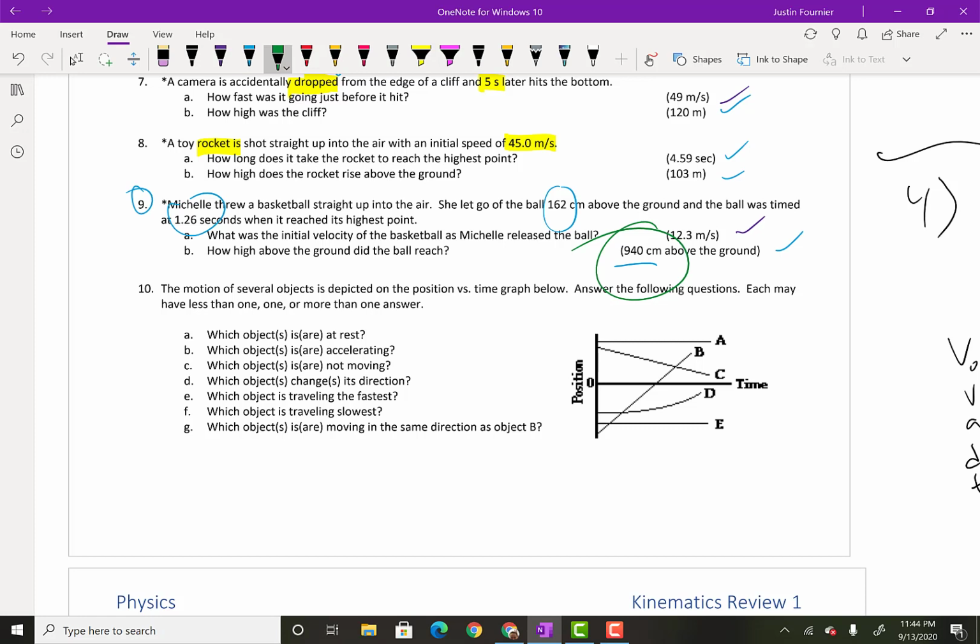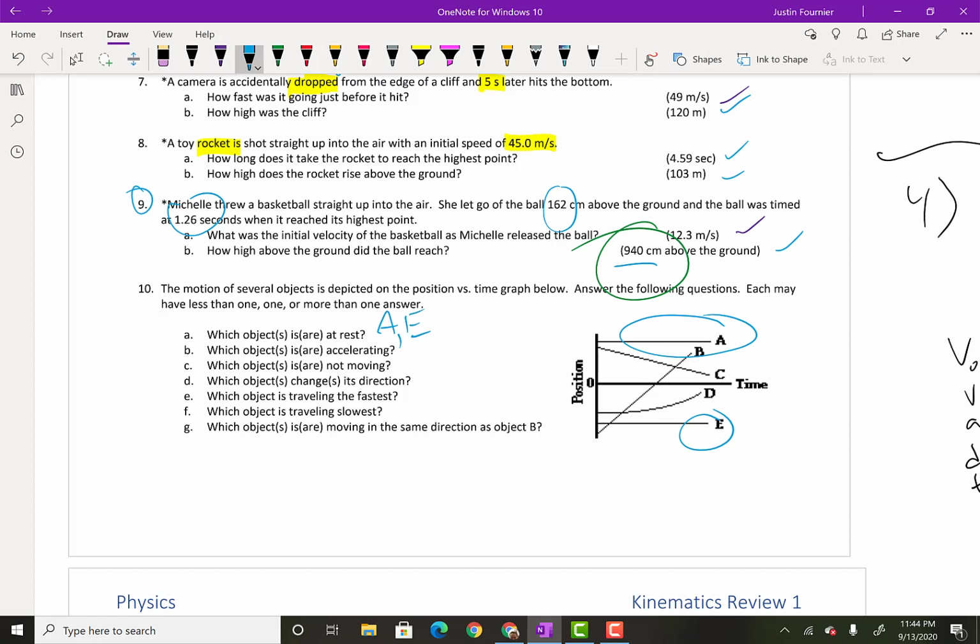Okay, so a lot of these explanations that I'm going to give you here are things you should write down as well. But for time's sake, I'm going to speak my explanations as I go. So it says which objects are at rest, and I got a position versus time graph. The slope of a position time graph is what gives me the velocity. So objects at rest are going to be anything with a horizontal straight line, and that'd be A and E.